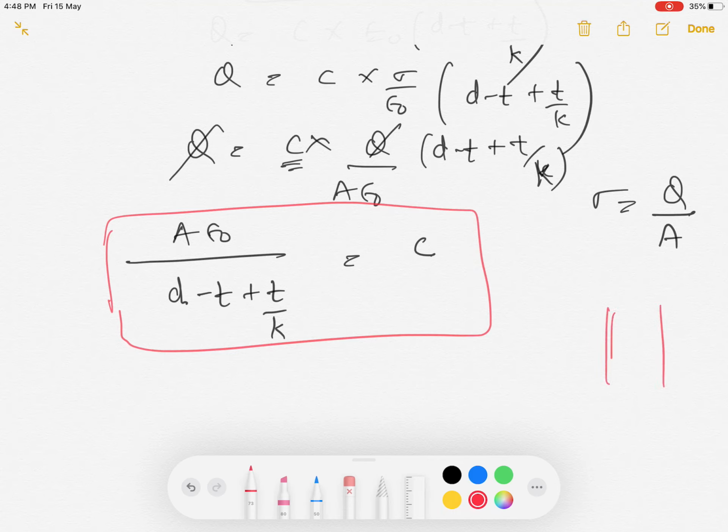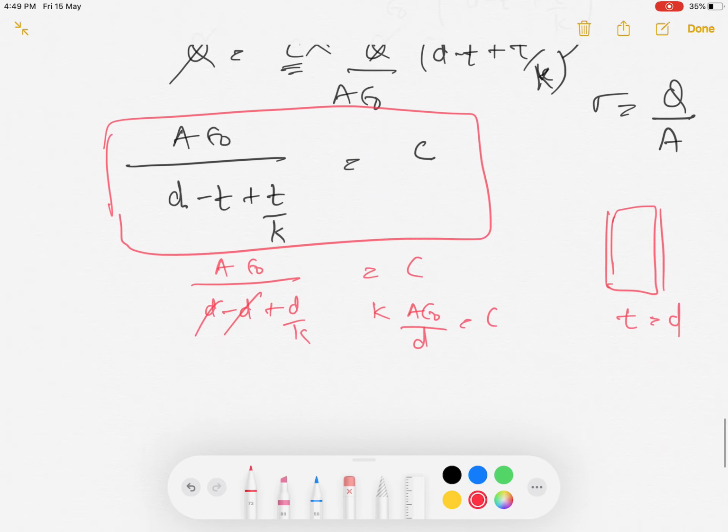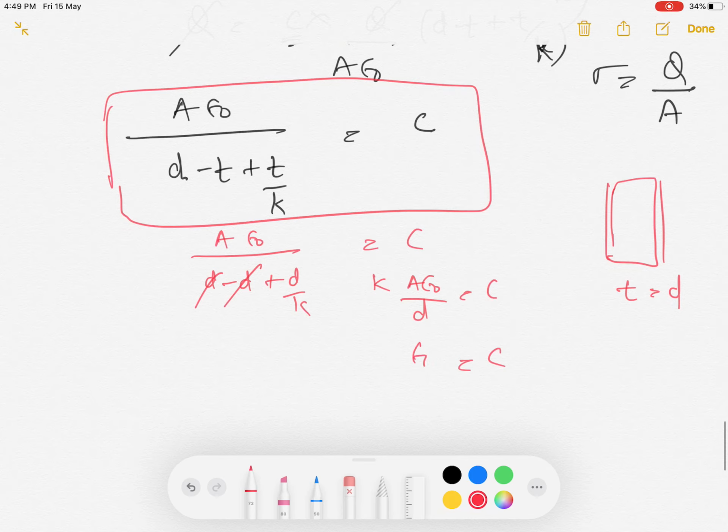Okay, now suppose this slab has completely filled the space between the plates, that is t is equal to d. Suppose the thickness is equal to the distance between the two plates, filled completely by the slab, then d will be equal to t. You can write over here A epsilon 0 upon d minus d plus d upon k. This will get 0, and you will get the answer as k can be moved upwards. A epsilon 0 upon d is equal to C, or you can say C is equal to, this is C0, sorry, C is equal to k times C0.